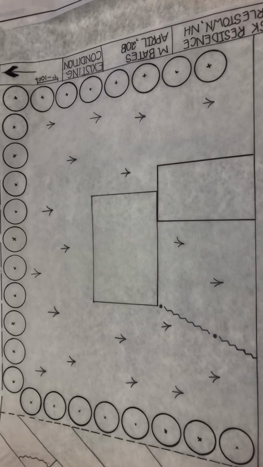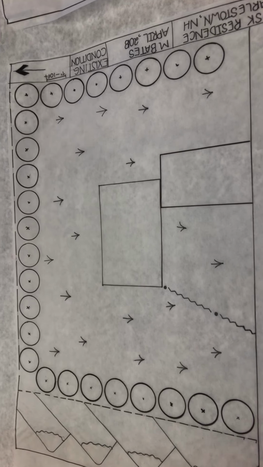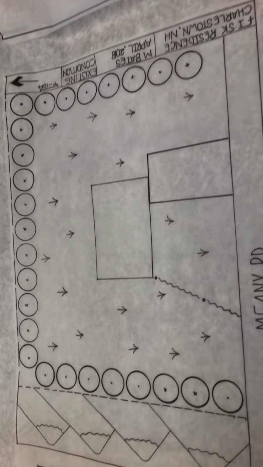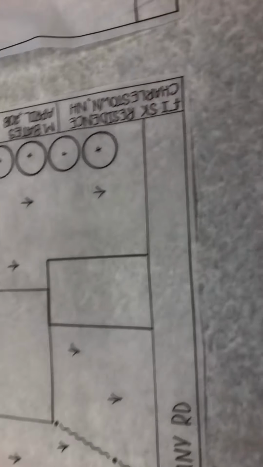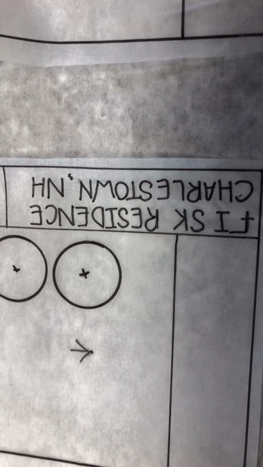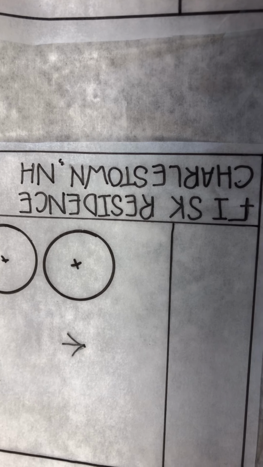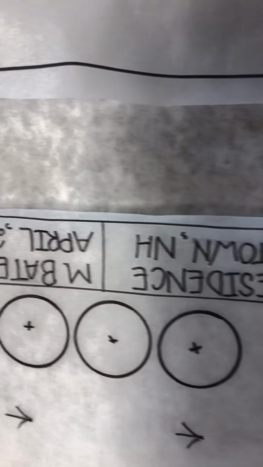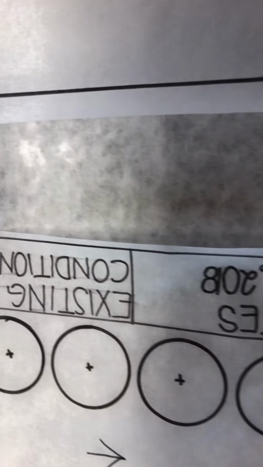Okay, so that's your existing conditions drawing. This is not colored, but you want to do it all in pencil. And then you want to make guidelines. Look at those nice guidelines. You can tell how nice her guidelines are. She drew top and bottom guidelines. The letters are really well spaced. Easy to look at. Easy to see.